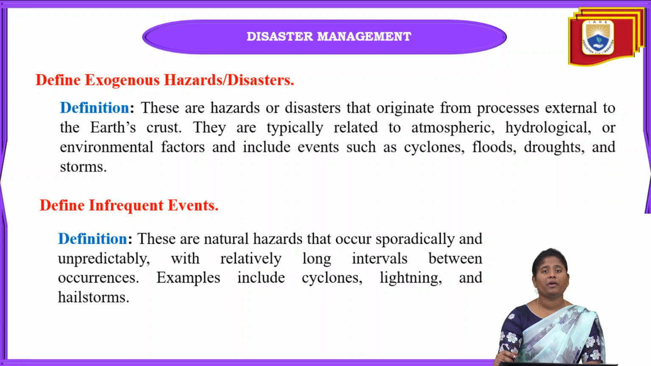Next is defining infrequent events. These natural hazards occur sporadically and unpredictably. We can't predict when these hazards are going to happen, so they are called infrequent events. They do not occur frequently; they occur only at very long intervals. After some years or some months, these infrequent disasters can be seen. That may include cyclones, hailstorms, and lightning also.